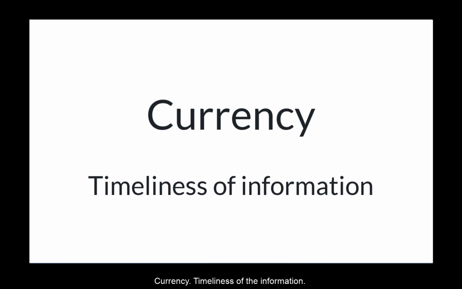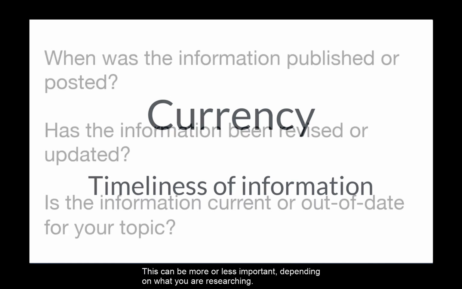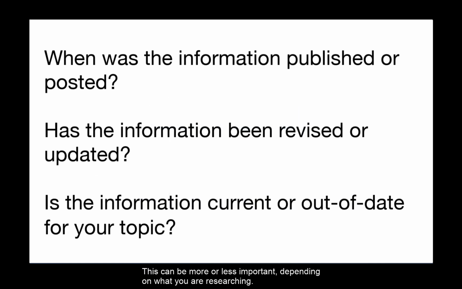Currency, timeliness of the information. This can be more or less important depending on what you are researching. For instance, if you are researching some historical event, something written recently might not be as helpful as something written at the time of the event. However, for the most part, for the topics you will be researching, you will want to find websites and articles that have been published or updated recently. Also, you may find a website that has been updated recently but is citing sources that are outdated. This can be a red flag that this is not a reliable source to use.